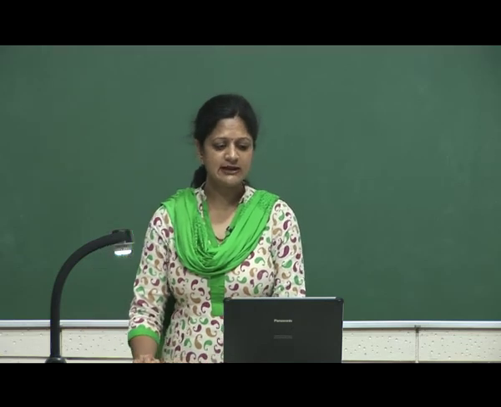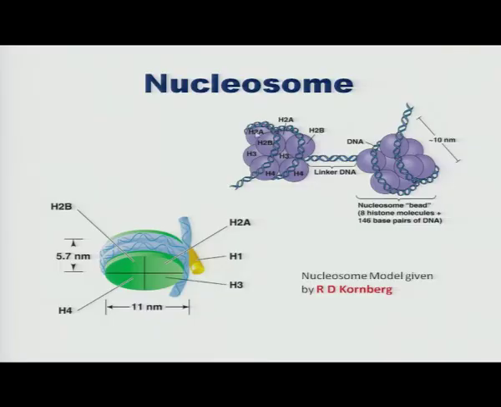So, you can see in the slide, this is how the histone octamer is synthesized and DNA is wrapped over here. The DNA in between the two nucleosomes is called linker DNA, and in the nucleosome, in the outer part, there is H1 histone protein which helps in further packing of nucleosomes to form the 30 nanometer chromatin fiber.